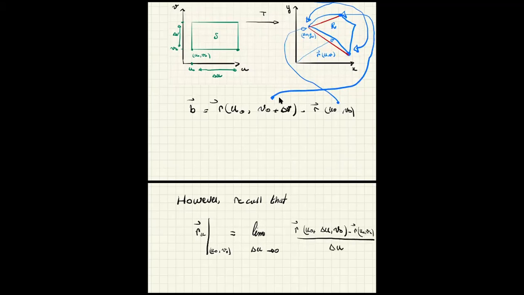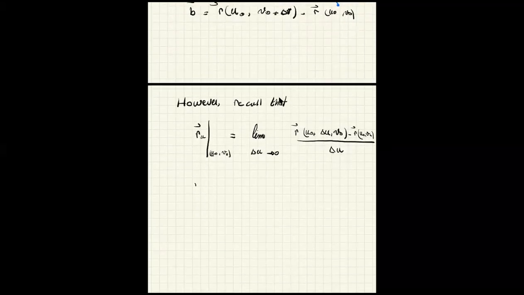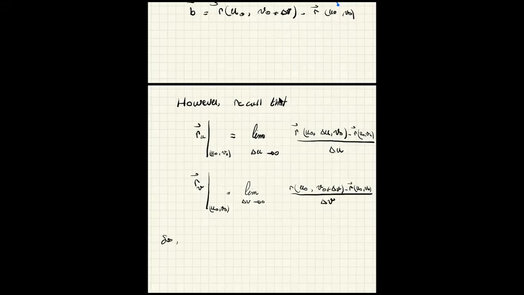This is just the definition of the tangent vector. We fix v0, and the tangent vector of the other side of the curve, r_v at the point u0, v0, is the limit when delta v goes to 0 of r of u0, v0 plus delta v, minus r of u0, v0, divided by delta v, right?